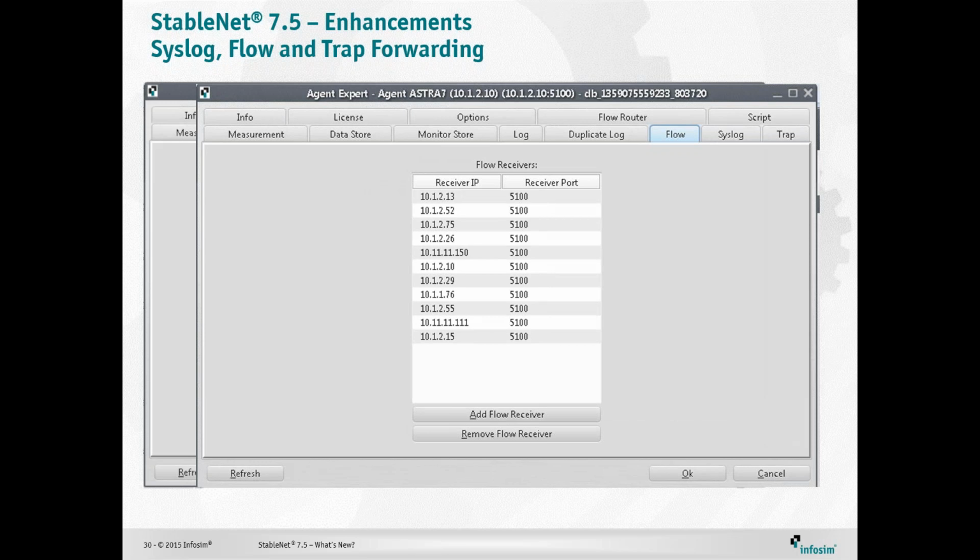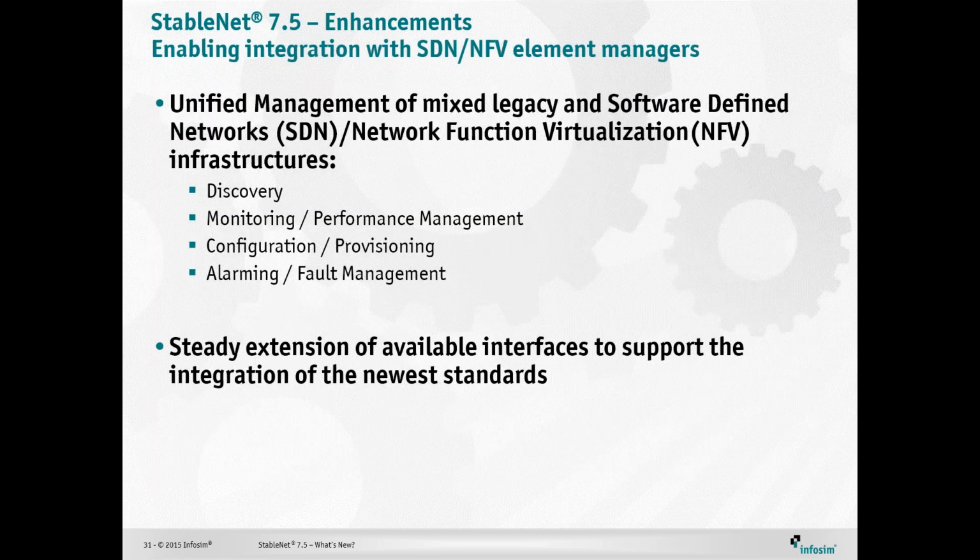So the last thing I want to show of this technical part is about SDN, NFV. SDN is software-defined networks. Network function virtualization is NFV. Those are new terms used mainly in the data center environment at the moment. What StableNet can do is unified management.